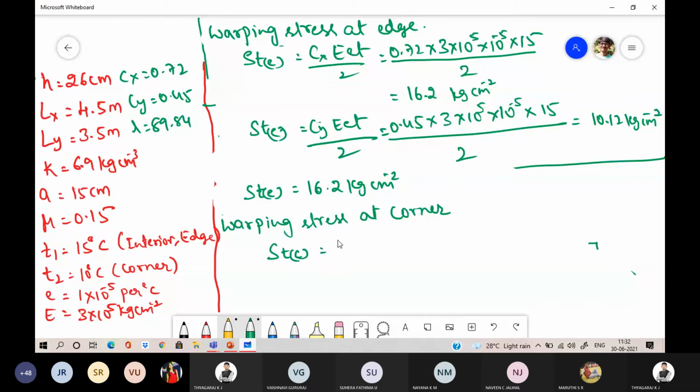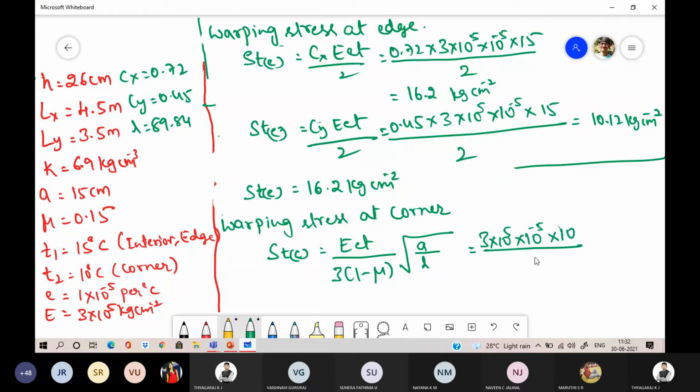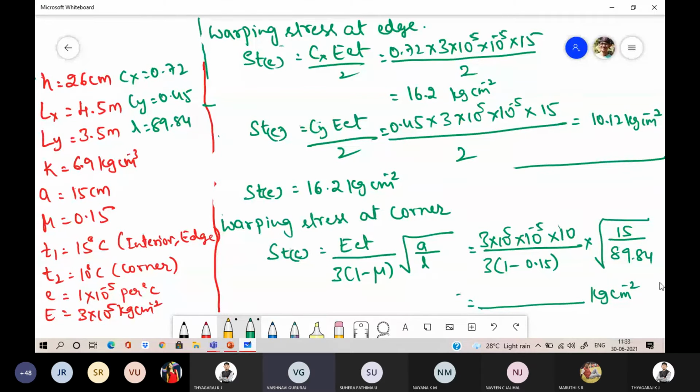STC is equal to E e T divided by 3 into 1 minus mu, whole power root of A by L. So E is 3 into 10 power 5, small e is 10 power minus 5, temperature differential is 10, 3 into 1 minus 0.15, root of A, 15, divided by 89.84, kg per centimeter square. Check how much you are going to get. 4.8, sir.